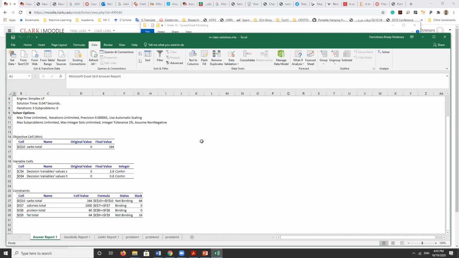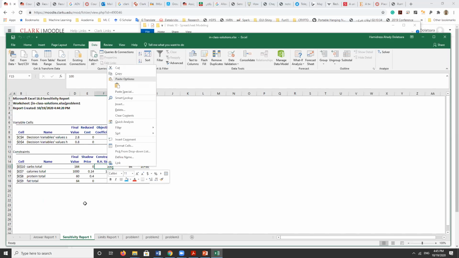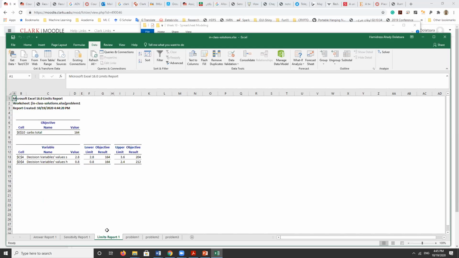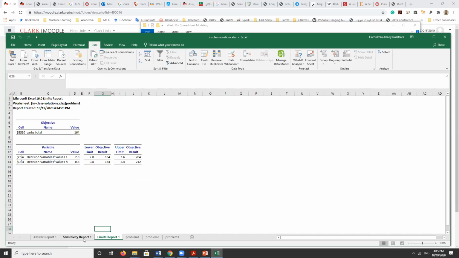Here you see some parameters like slack, or here allowable decrease, increase. RH stands for right hand side, shadow price, reduced cost. I think this limit report is fine. You don't have to do that.